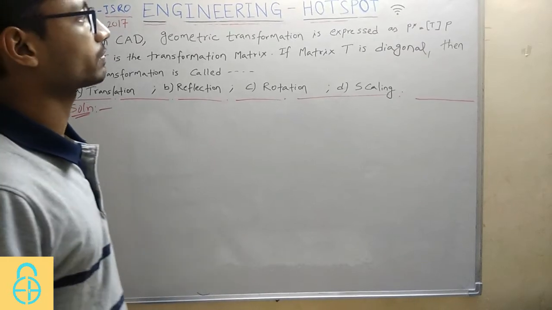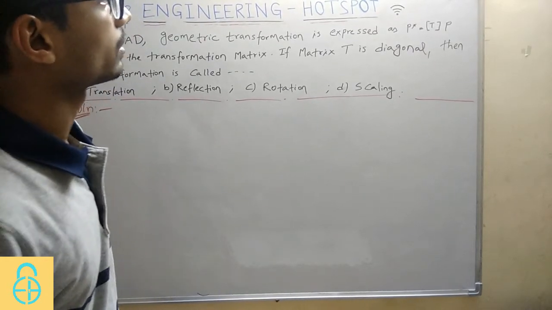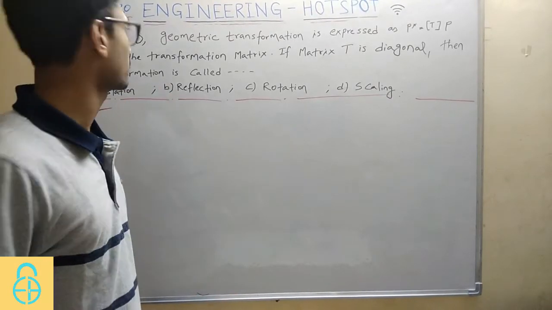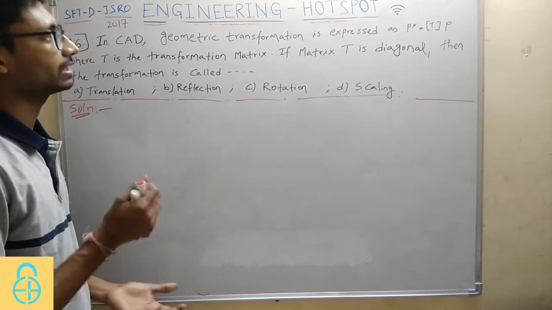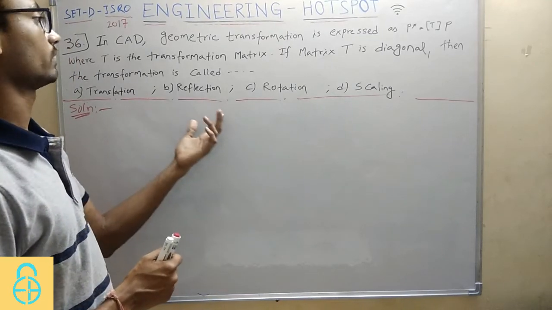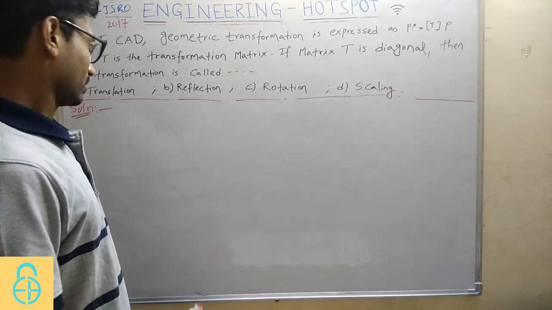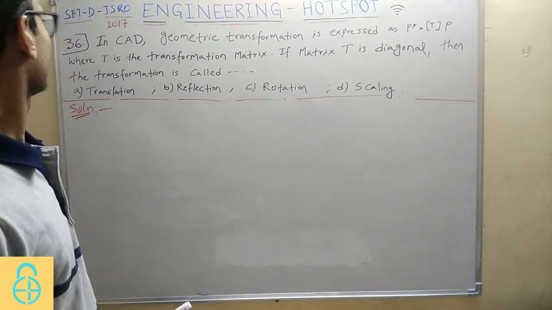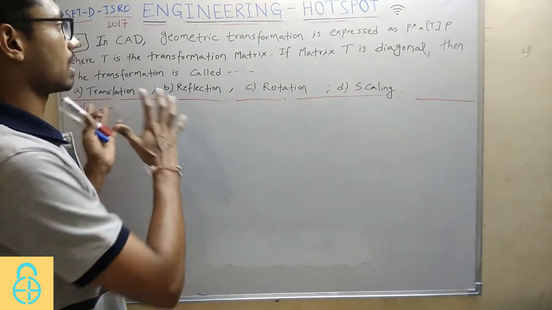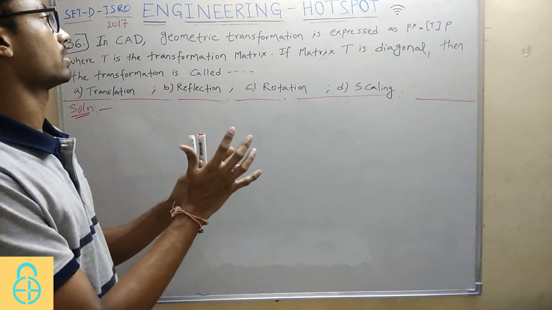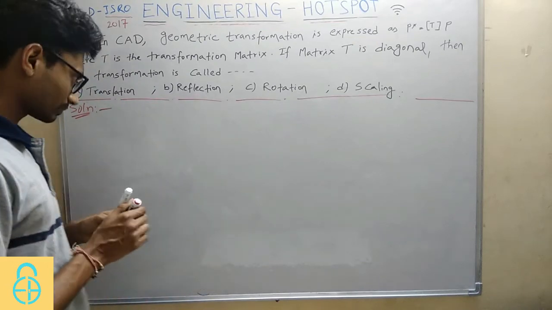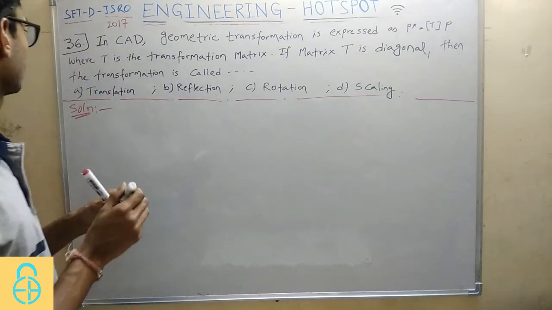So geometric transformation is expressed as P star equals matrix T into P, where T is the transformation matrix. They are saying that matrix T is a diagonal matrix. Then the transformation is called translation, reflection, rotation, or scaling. First, we need to know what these geometric transformations are. We have to understand each term one by one. So let us proceed with the term translation.